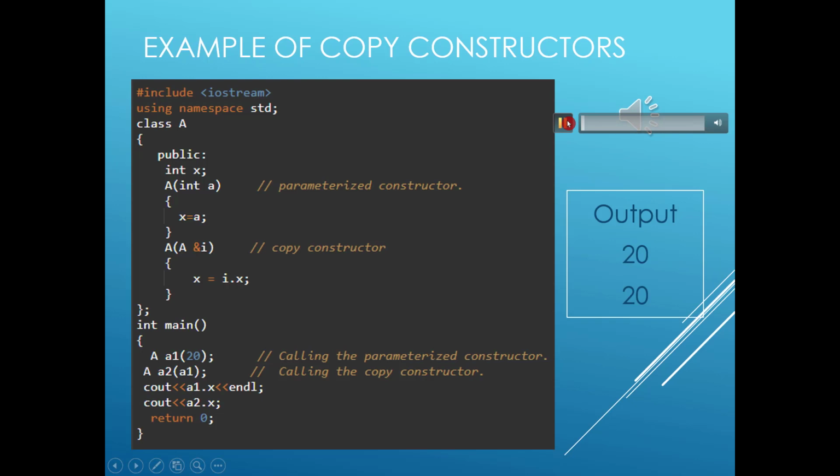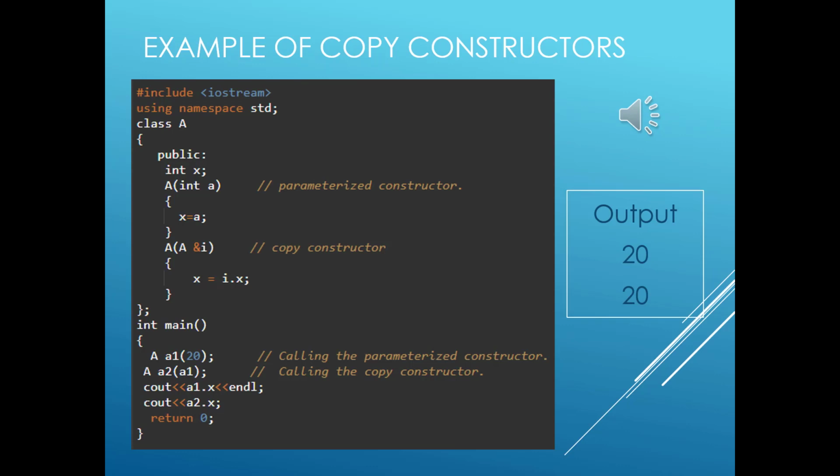This is an example of a copy constructor. In this program, there is a class named A under which a parameterized constructor and a copy constructor are declared. In the main program, object A1 is declared under the class A with a value. So that goes under the parameterized constructor. That statement is calling the parameterized constructor.